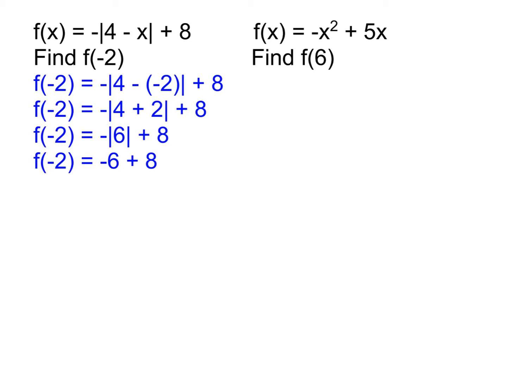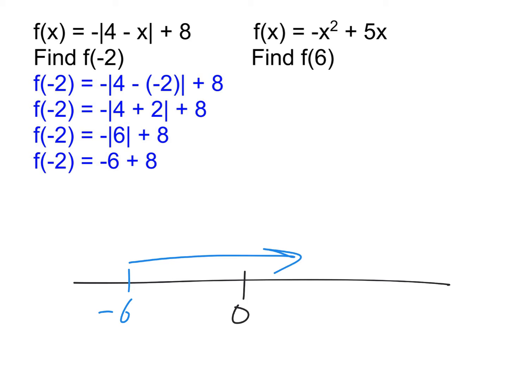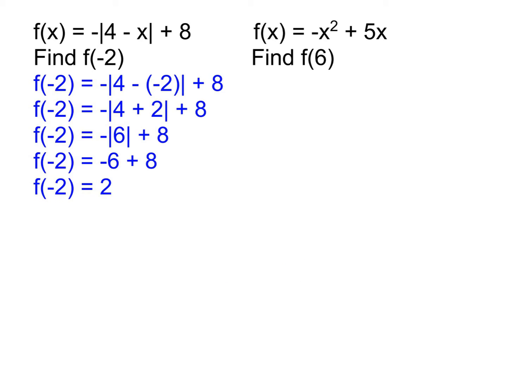So now I have -6 plus 8. Then that's just adding with the positives and the negatives. So I start down at -6 on my number line. And then I'm going to the right 8. That is enough to cross 0, so I'm definitely into the positives here. It's +2 to be more precise.